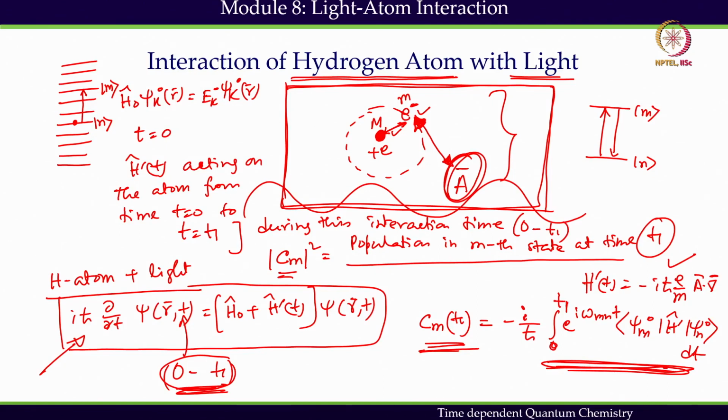So basically, we are interested in the final state population after the interaction, and that is given by first order perturbation theory, where I have this interaction term inside this integration, an integration over space. So we will stop here, and we will continue this module in the next session.